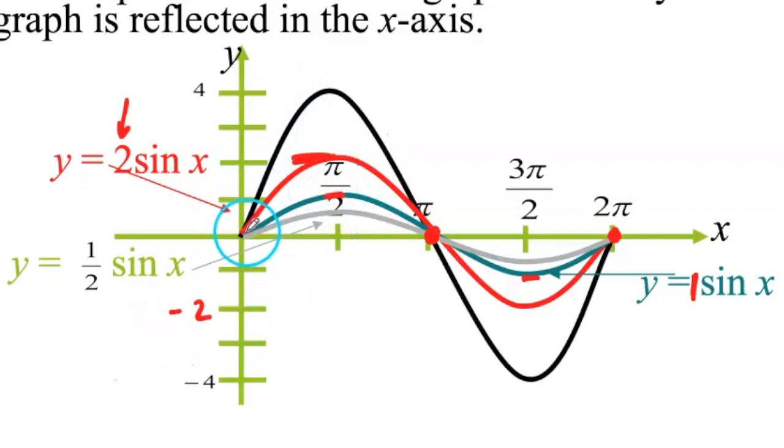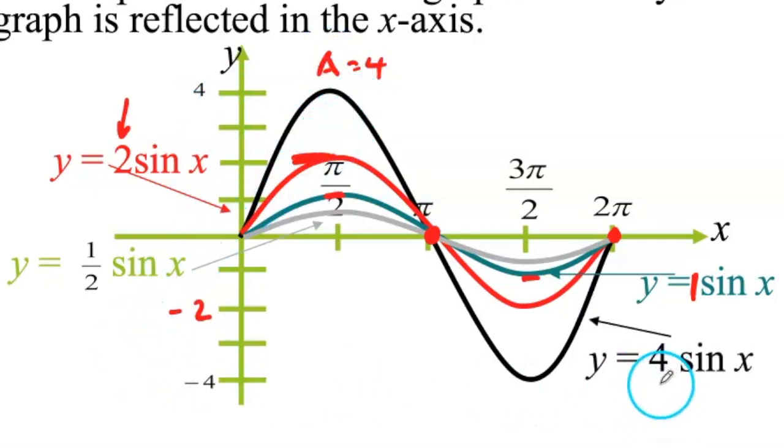This one, what's happening? Look, it's going all the way up there. Look at the amplitude. So my amplitude here is 4, right? So let's find out the function. Y equals 4 sine of x. It goes all the way up there and down to -4.